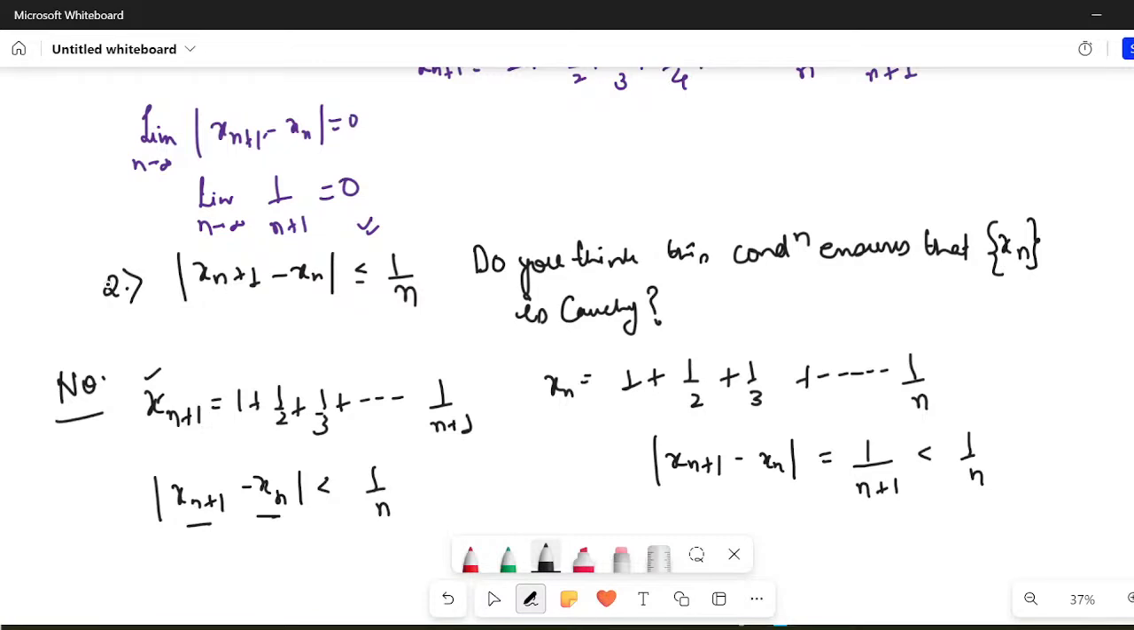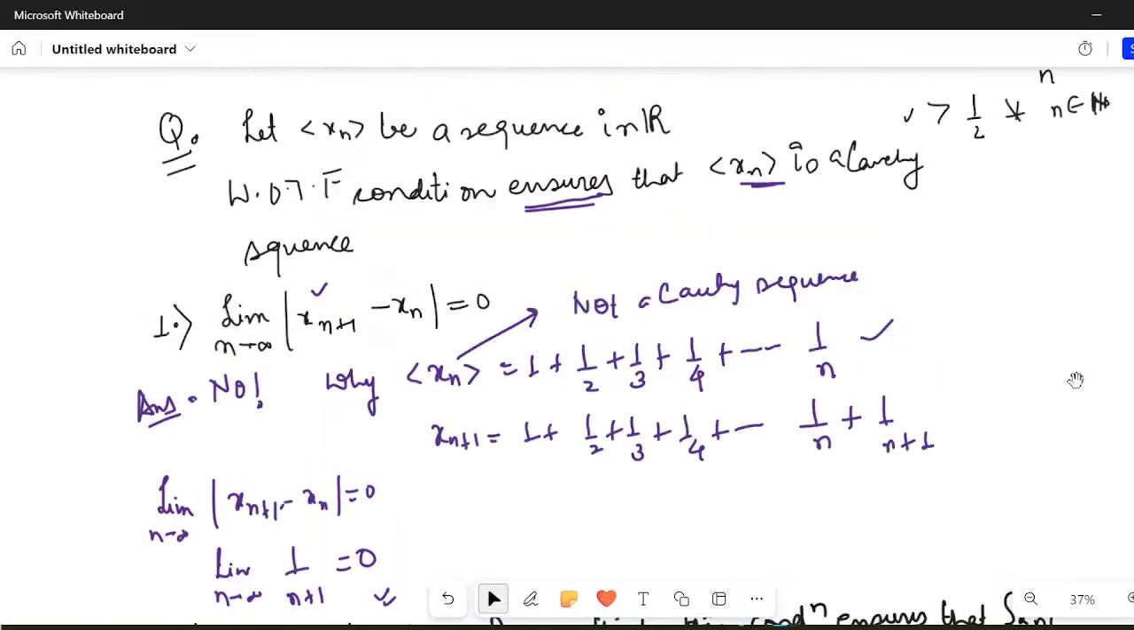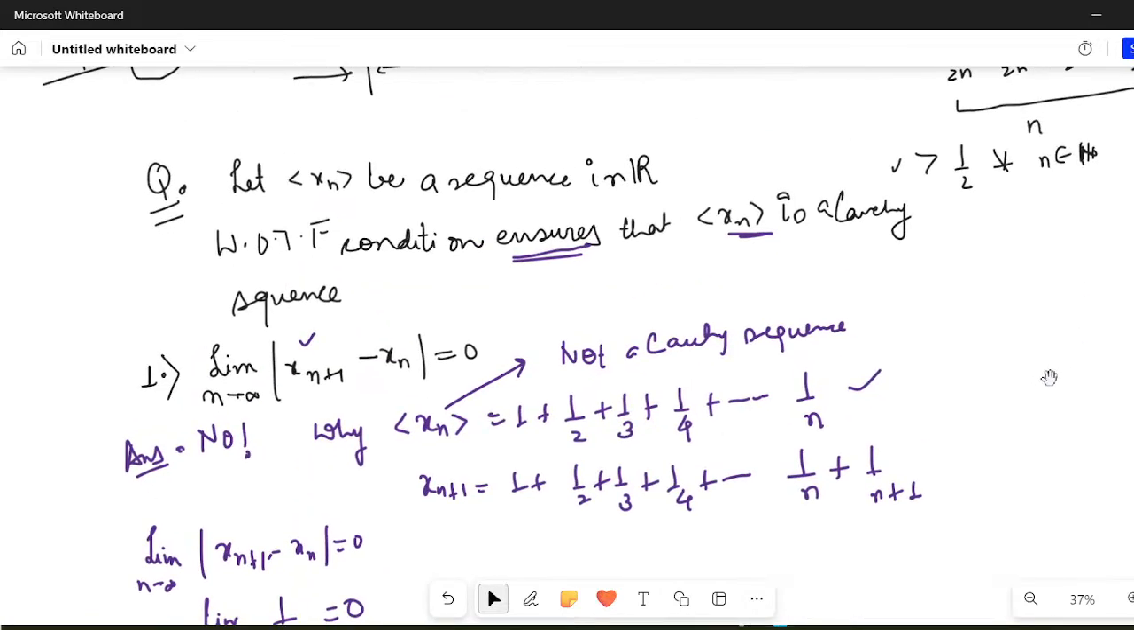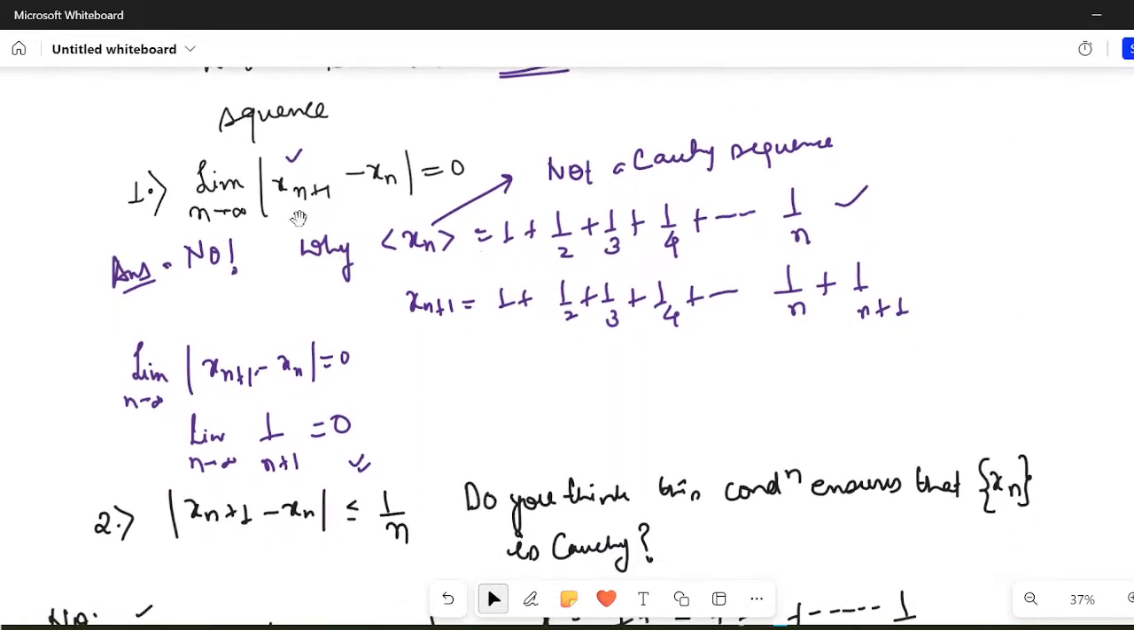Okay, so what we are doing, please remember, again I'm telling you this, these are very important questions for your examination. Question says that let xn be a sequence in R. Which of the following conditions ensures that xn is a Cauchy sequence? So option number 1 was limit n tends to infinity of the modulus of xn plus 1 minus xn is equal to 0.